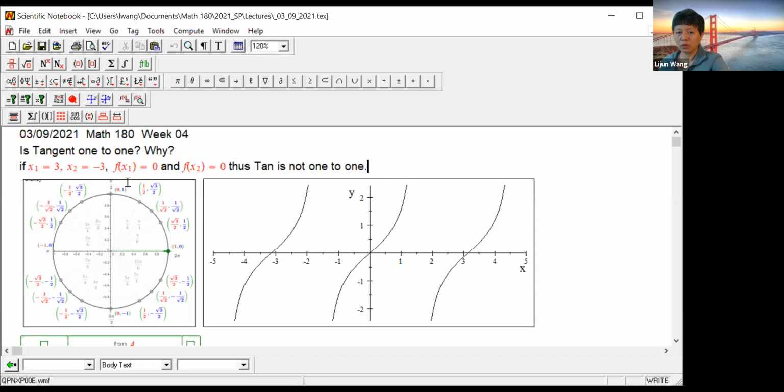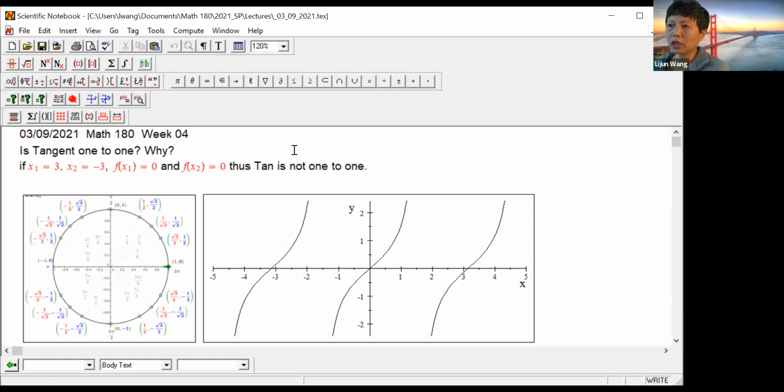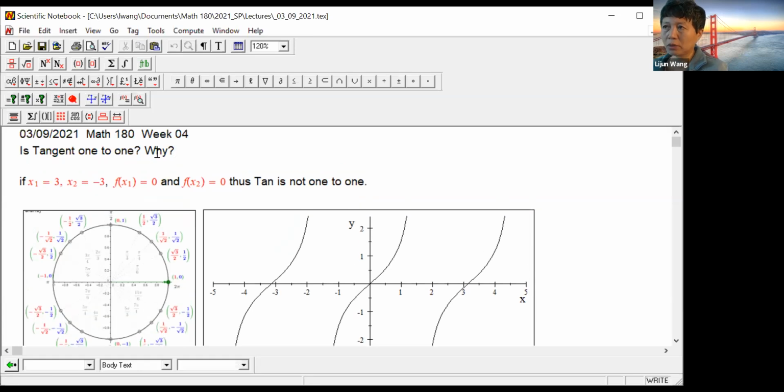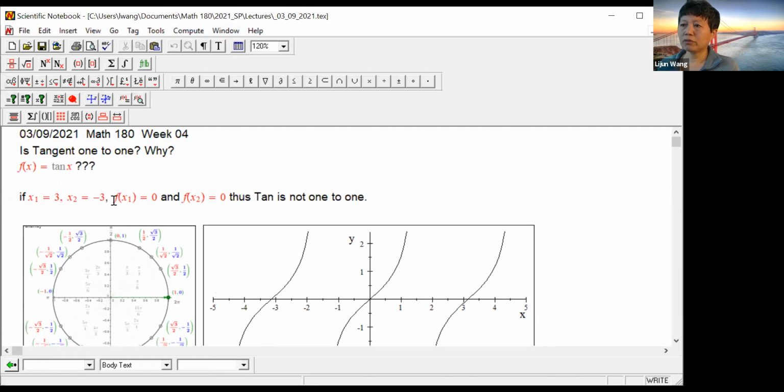However, we need to do some fact checking. We need to check on the facts you stated here. So the question is, because we're talking about the tangent function, what is your rule? Do you mean the function you're talking about is f of x equals tangent x? Is that right, Aaron? Yes, okay, thank you. If that's the case, I need to verify the facts.